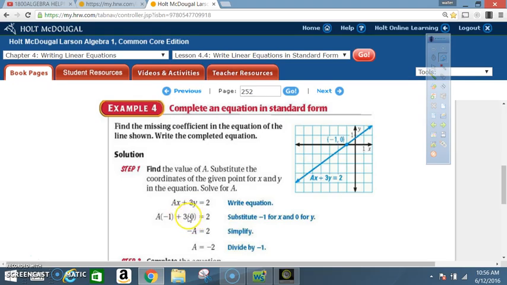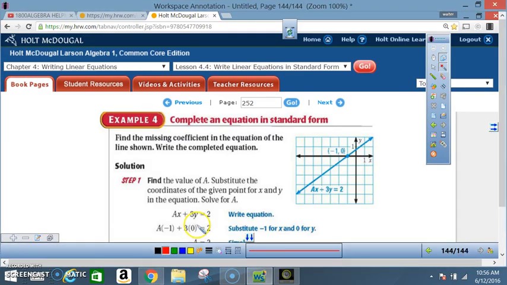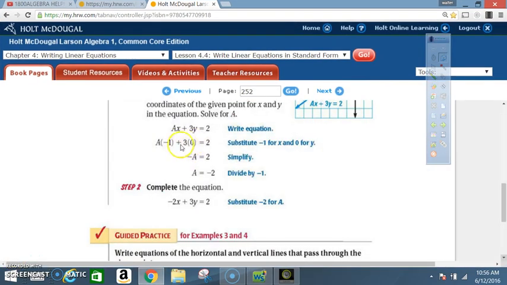Now what's 3 times 0? 3 times 0 is 0, so that would disappear. Now with that being gone, we have a times negative 1, which is negative a. So we got negative a is equal to 2.